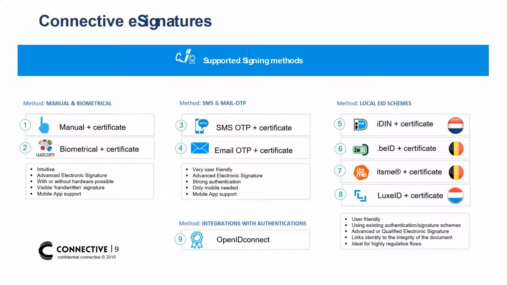Lastly, we also have a manual scribble, which is possible, or when you integrate through Wacom tablets, you can also use the biometrical signature through our solution. And the good thing is, when you want to offer several methods to your signers, you can opt to give them the choice so they can choose which method suits them best. Thanks a lot, and we will now have a look at the integration between our eSignature solution and Alfresco.